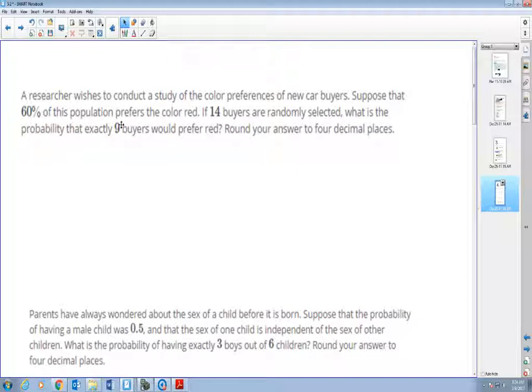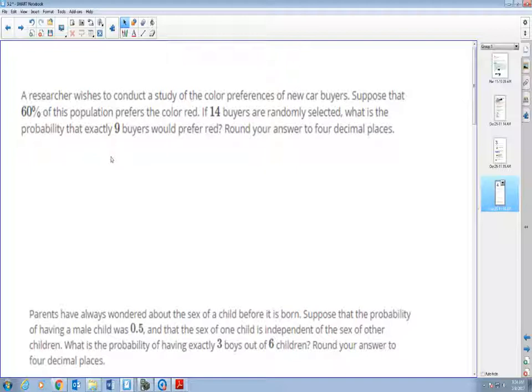A researcher wishes to conduct a study of the color preference of new car buyers. Suppose that 60% of this population prefer the color red. Alright, so 60% want the color red. So that means the other 40% don't want red. There you go. So want red versus don't want red, and that is your success and failure. If 14 buyers are randomly selected, what is the probability that exactly 9 buyers will prefer red?